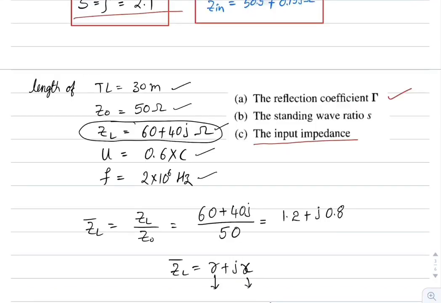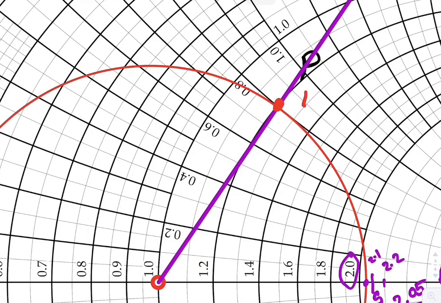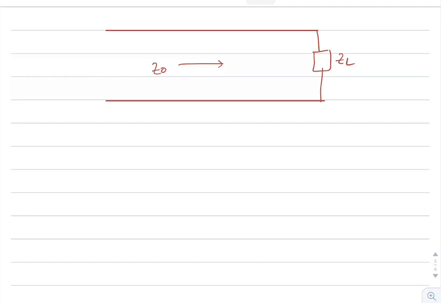The third point he asked is the input impedance. This point P represents the normalized load, right? Now, input impedance means, let us say this is a transmission line whose load is ZL and characteristic impedance is Z0.